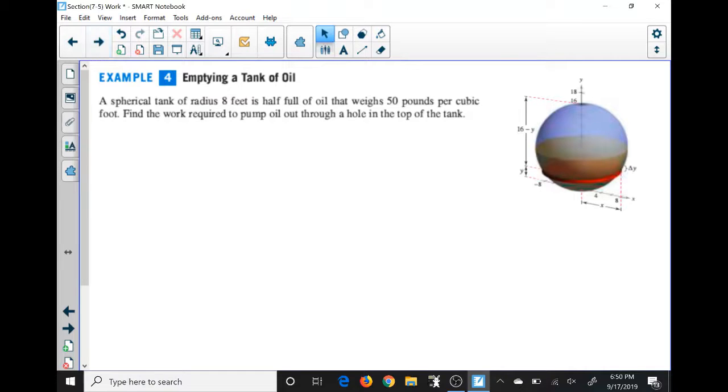So if we look at this, we have layers of oil, and each layer of oil is delta Y. And we're going to be pumping the oil out a hole in the top, which is moving vertically along the y-axis. So from all of that, we should come to the expectation of writing this integral as a function of y.